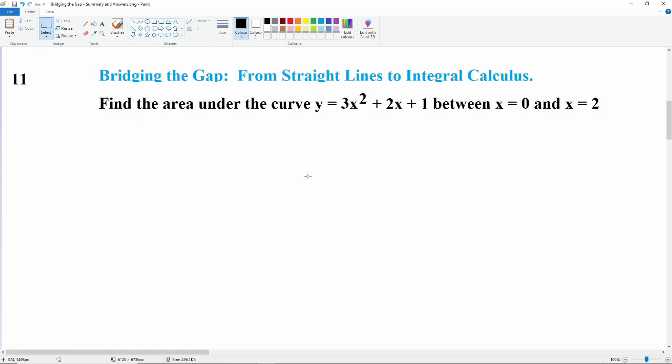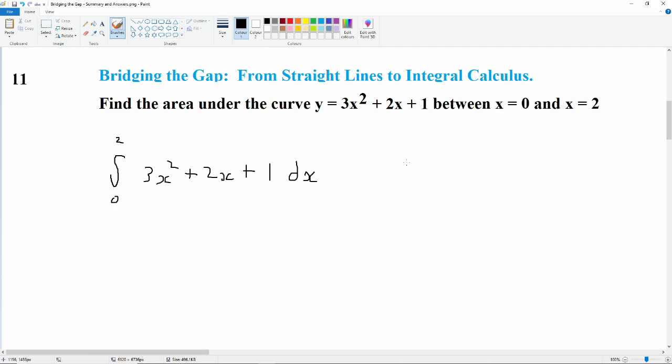And our final question, the question at the end of the last lesson, was to find the area under the curve of y equals 3x squared plus 2x plus 1 between x equals 0 and x equals 2. Well, that's just the definite integral between 0 and 2 of 3x squared plus 2x plus 1 with respect to x.